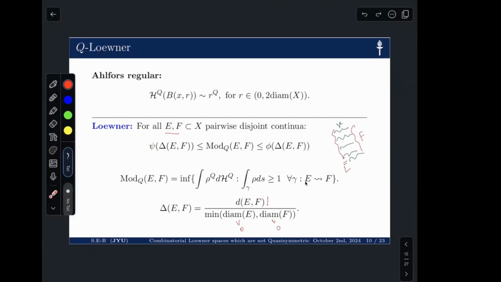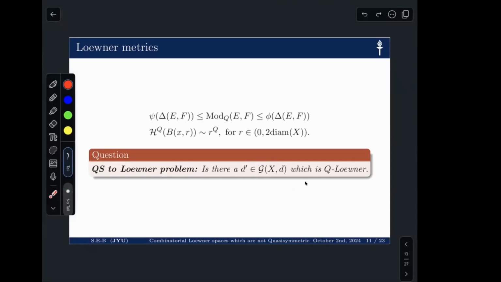to use this condition to prove, for example, the statement that quasi-conformal maps are equivalent to quasisymmetric maps and lots of other regularity statements. Okay, so in terms of this Loewner condition, the combination of these two things, the Q-alpha regularity and the bound on modulus, the question becomes: does there exist a Q-Loewner metric?